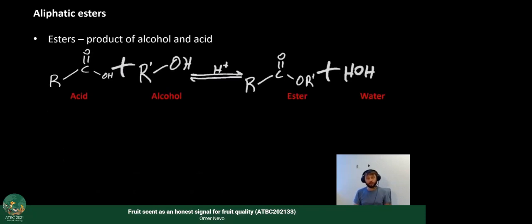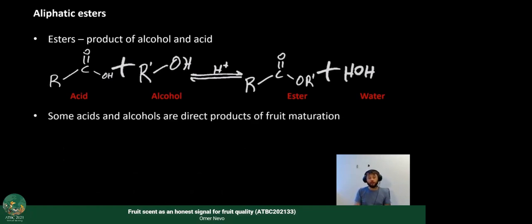And you can address this question looking at many, many different chemicals and their associations with different macronutrients. But today I would like to focus on aliphatic esters. So aliphatic esters, very briefly, are a product of acid and alcohol. So we take acid and alcohol and we get on the other side an ester and a molecule of water.